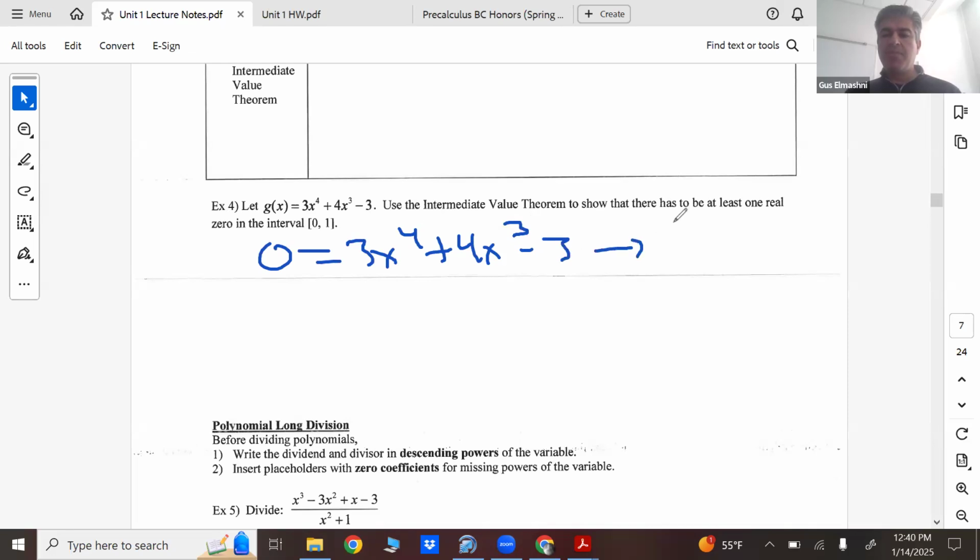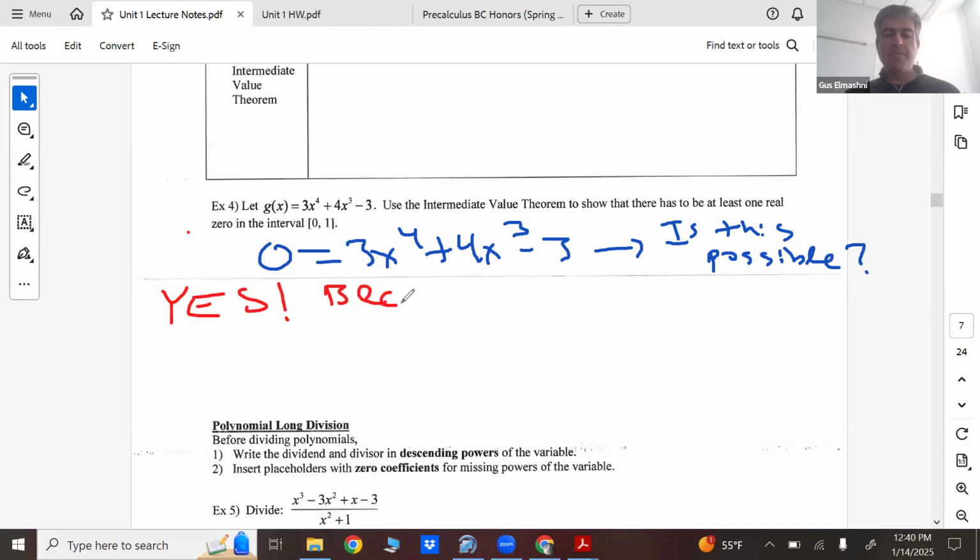So the question is, is this possible? And the answer is yes. Because of IVT. I don't feel like writing it out. IVT is short for intermediate value theorem, just so you know. So just get used to it. IVT, intermediate value theorem.